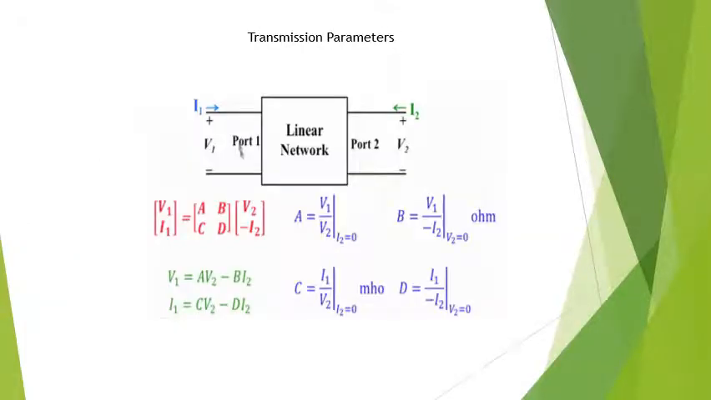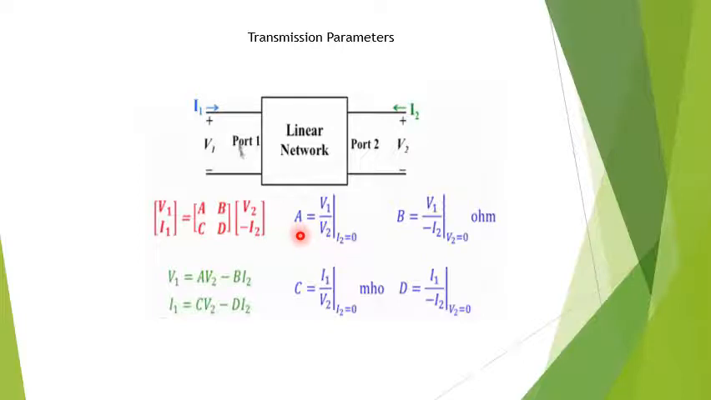The last type of two-port parameters are called the transmission parameters. The equations for the transmission parameters are V1 is equal to AV2 minus BI2, and I1 is equal to CV2 minus DI2. The first two transmission parameters I can get by open circuiting the output port, or by putting I2 equal to 0.